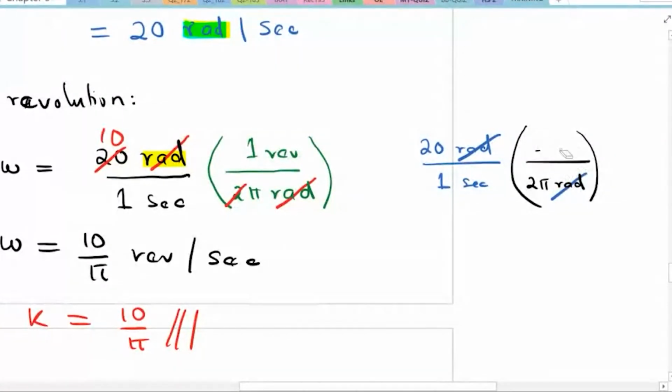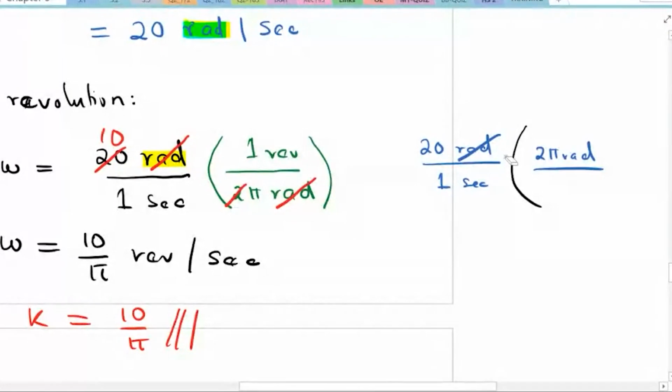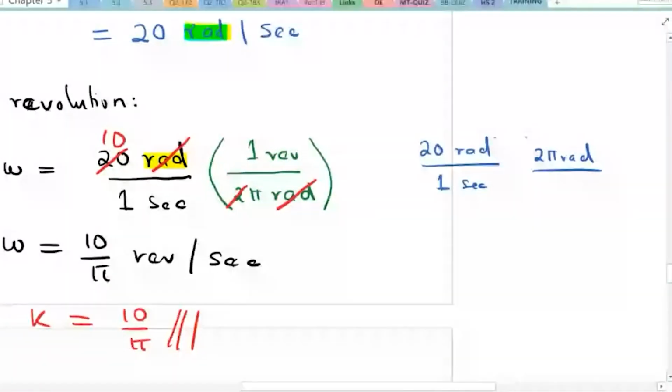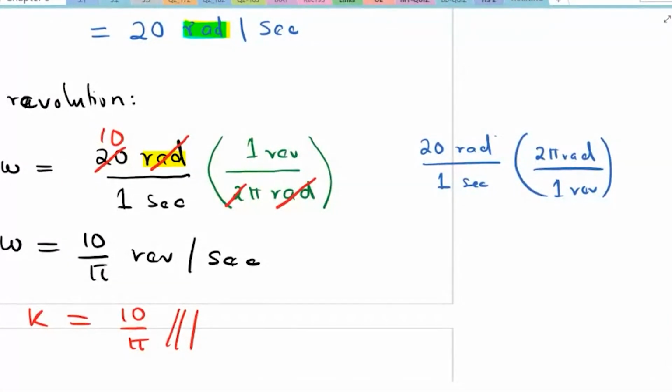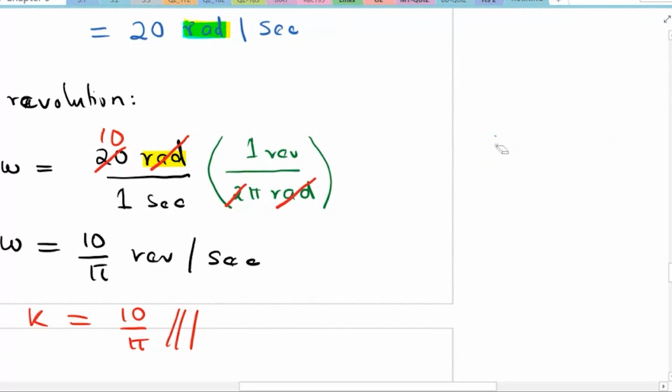Now, if by mistake you put it up, if you put 2 pi radian here, and here you put 1 revolution, you can see they do not cancel. This is going to be radian square. So that will tell you that you are wrong. Yes, if I need the revolution, I put 2 pi over 1, right?